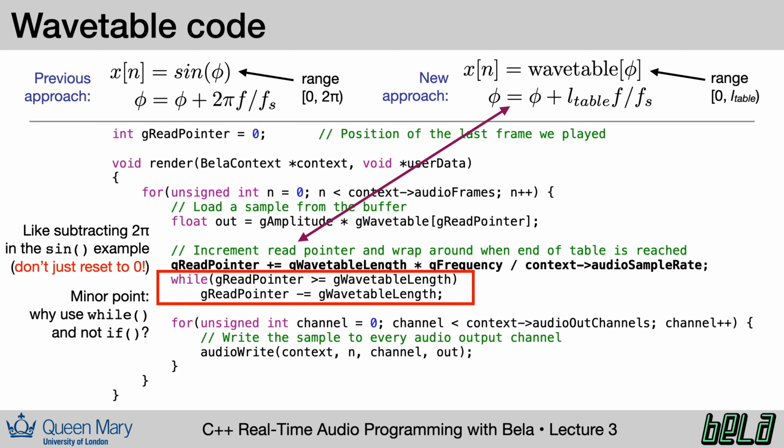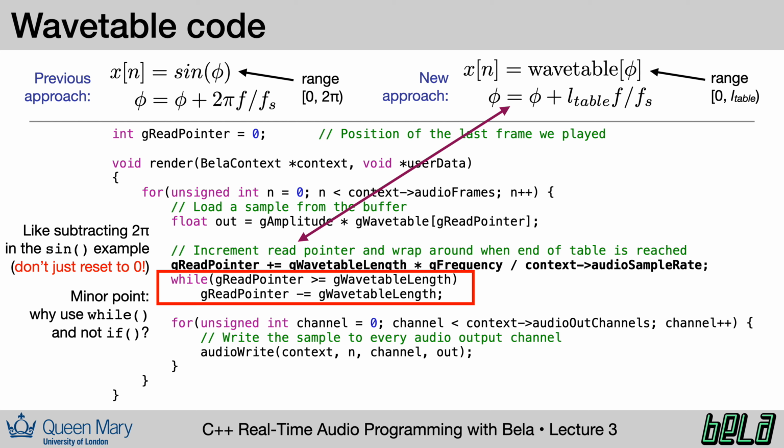One subtle point here is that we're using a while statement rather than an if statement to wrap around the buffer. Why is that? Well, imagine that we plugged into this oscillator a very large frequency, such that the read pointer went far beyond the end of the buffer after just one increment. We want to make sure that subtracting the wavetable length is enough to bring gReadPointer back into a valid range, otherwise we'll access a piece of memory that we don't own and our program will crash with a segmentation fault. There are other ways of wrapping the read pointer around at the end of the buffer, things involving modulo arithmetic, which we'll see later on in this lecture series.